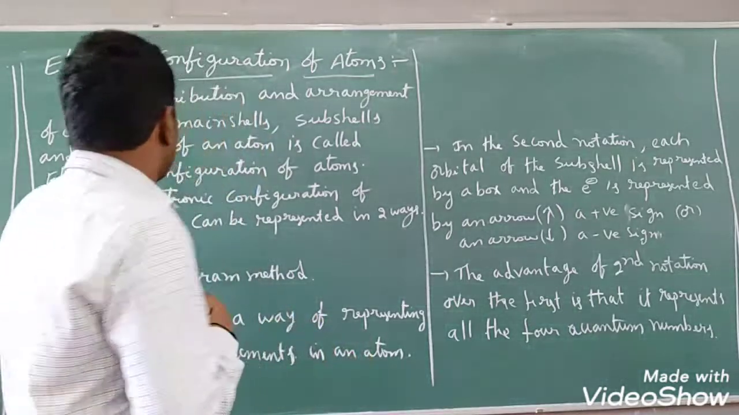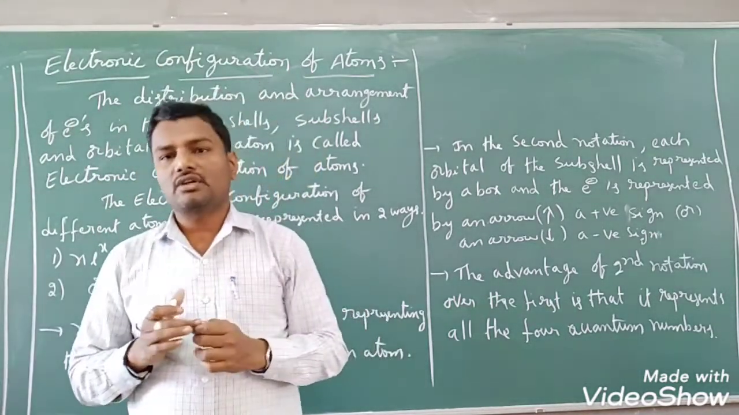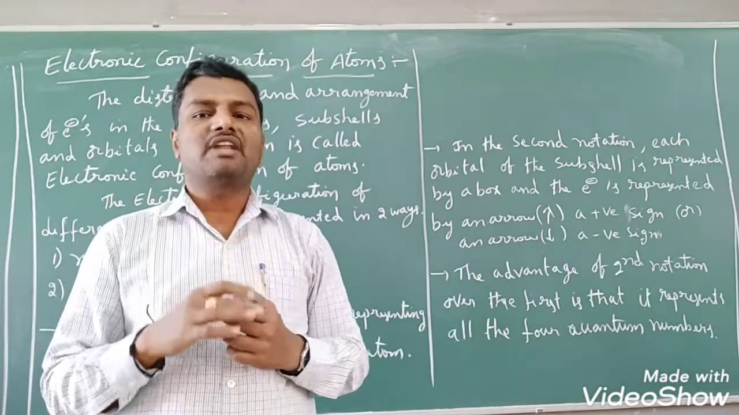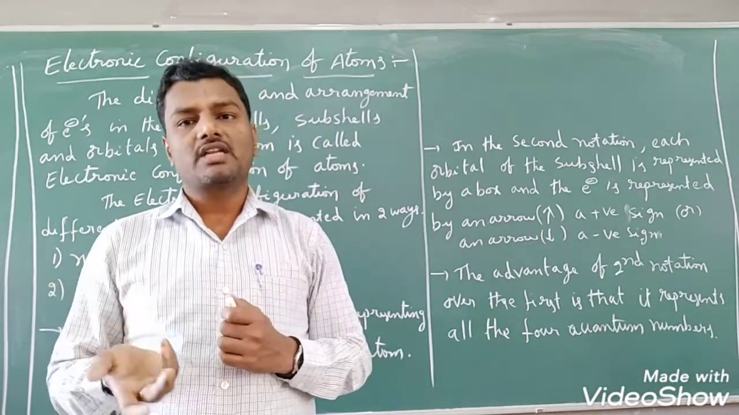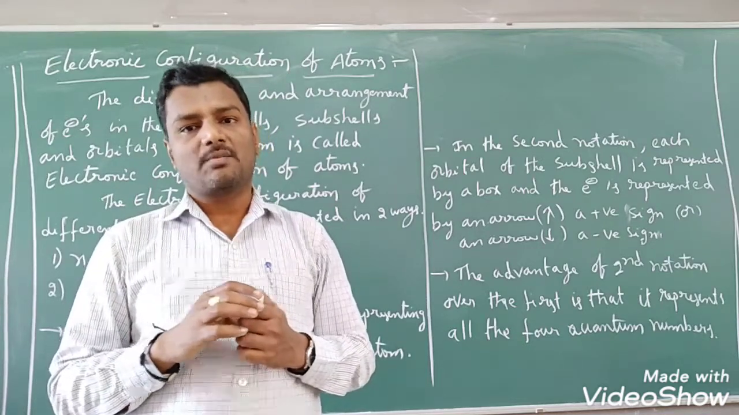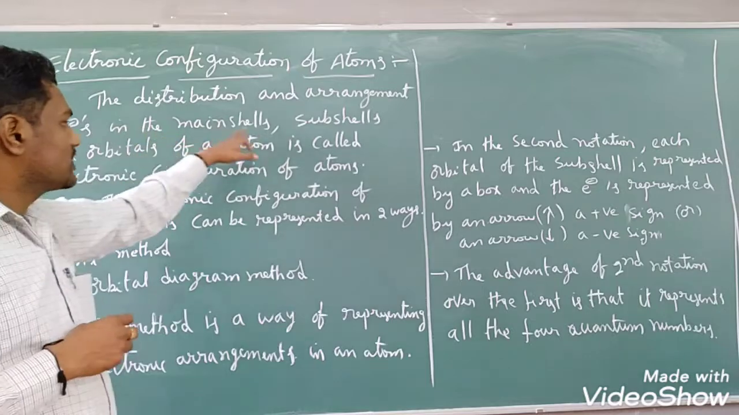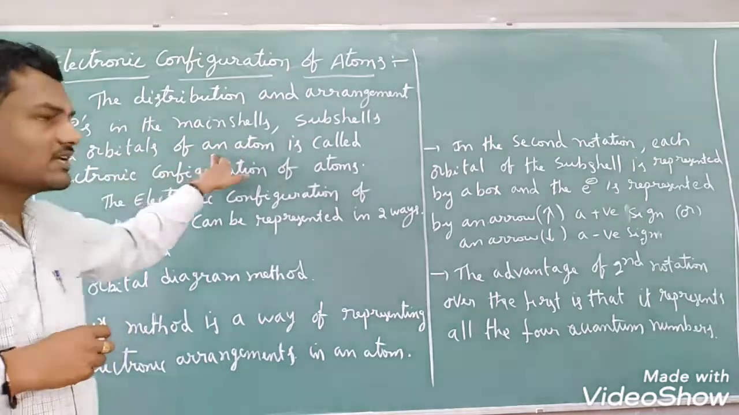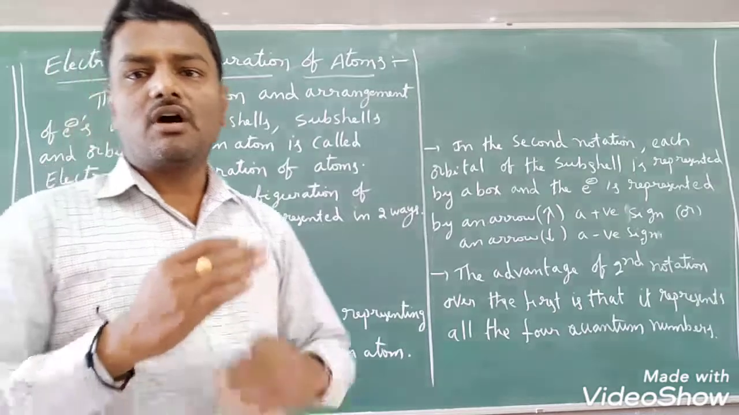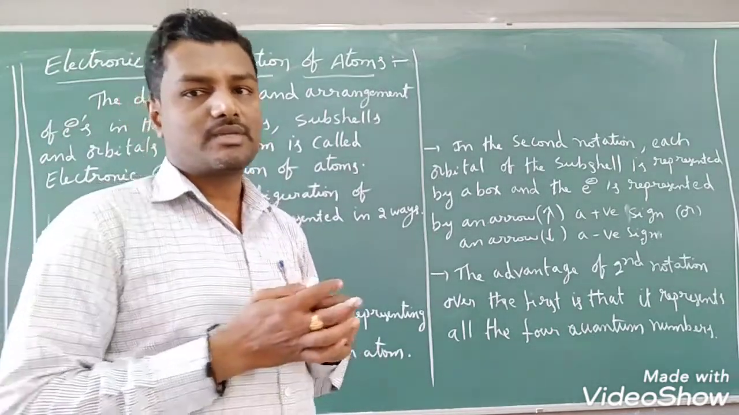The next part is electronic configuration of atoms. First of all, what is the electronic configuration of atoms? The distribution and arrangement of electrons in main shells, subshells and orbitals of an atom is called the electronic configuration of atoms. Main shells means principal quantum number. So how do we distribute the electrons in various orbitals, we are going to discuss now.